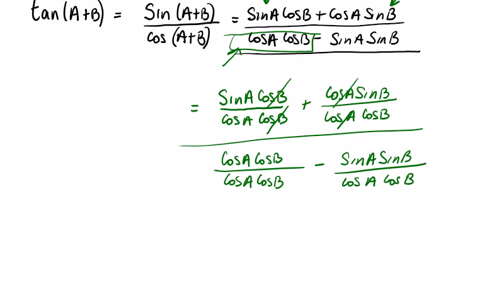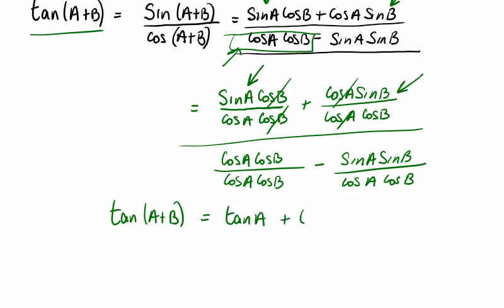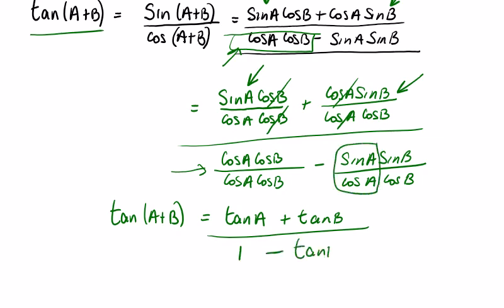So what am I left with? I'm left with this guy on the left, tan A plus B is equal to sine A over cos A is tan A. Sine B over cos B is tan B. The same thing over itself in position here is 1. And then we have a minus sine A over cos A is tan A. And sine B over cos B is tan B. And that is this proof complete.